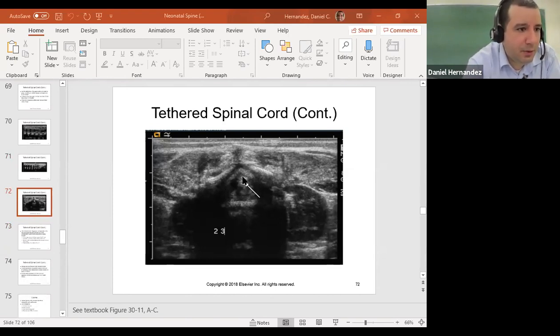So this is a transverse view showing the conus medullaris coming to a point, and they're labeling it between the T2, T3 vertebrae.